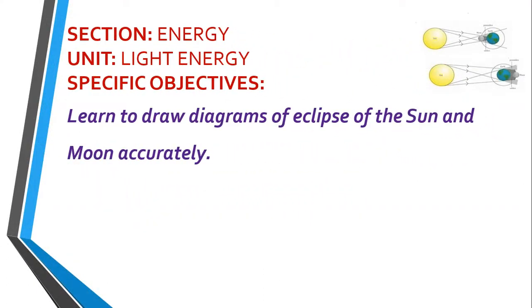Now, in our previous lesson, that's lesson 10, we touched on eclipse of the sun and eclipse of the moon. And we looked at the explanation of the two types. Then we moved on to look at the diagrams that represent each type. We ended the lesson with differences between eclipse of the sun and eclipse of the moon.